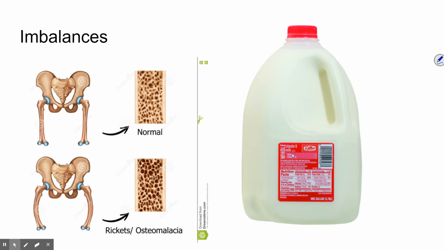A disease called osteomalacia in adults, but rickets in children, is where the bones don't harden properly, and then they're unable to bear weight. This causes legs to bow like this, and this is not as common anymore.